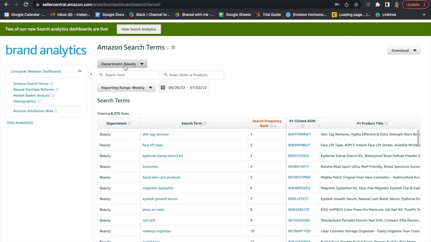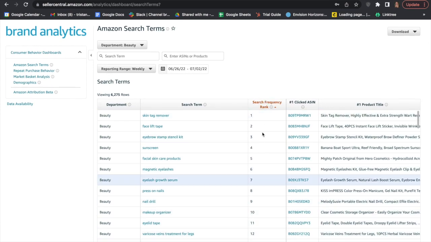So here in the beauty category, I can see this week, these are the most popular terms. Last year during Prime Day, Gua Sha was a really popular term, a facial sculpting stone, which is no longer here in the top 10.